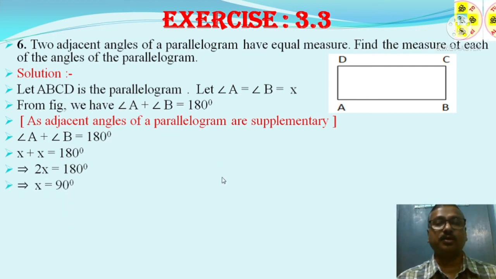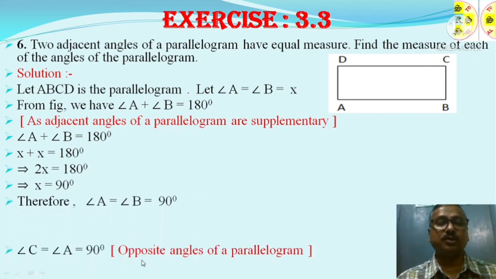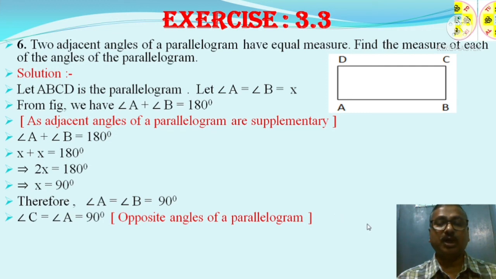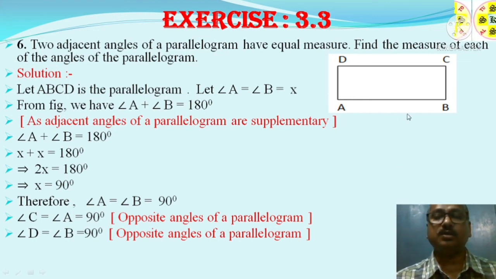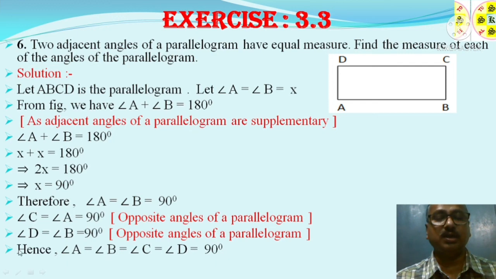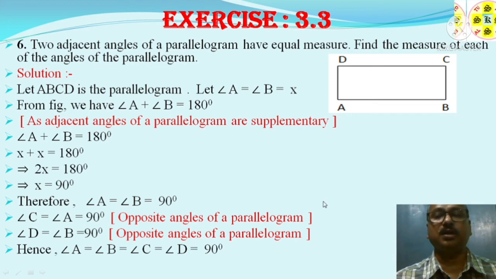Now if X equals 90 degrees, A is 90, B is 90. Since A is opposite to C, C is also 90, opposite angles of a parallelogram. Similarly, D equals B, opposite angles of a parallelogram. That means ultimately all the angles are 90 degrees. That is, angle A equals angle B equals angle C equals angle D equals 90 degrees. All angles are 90 degrees.